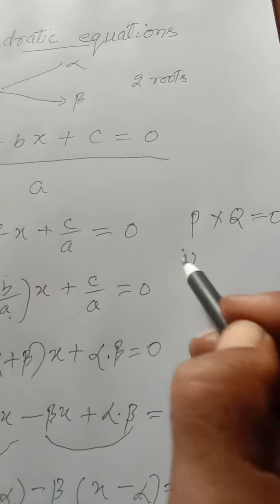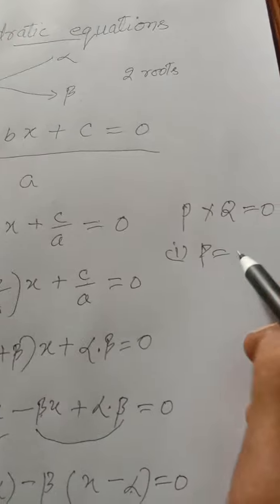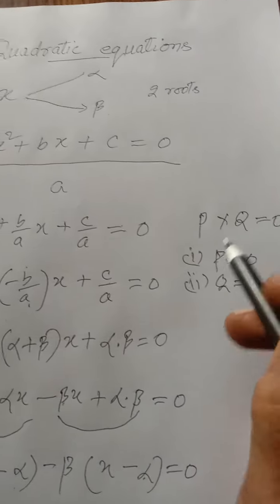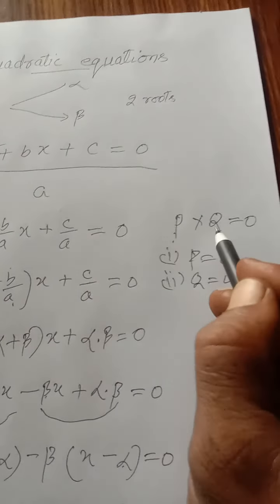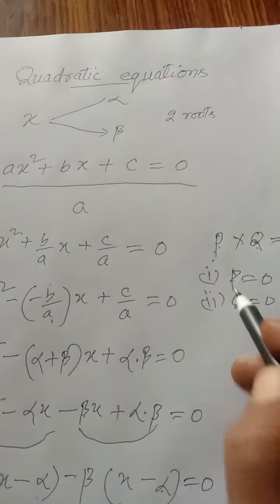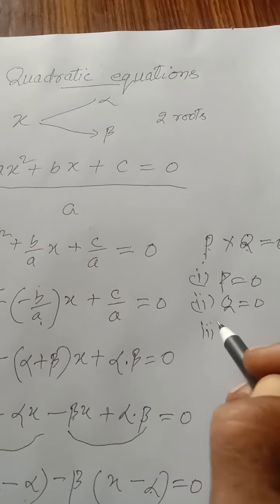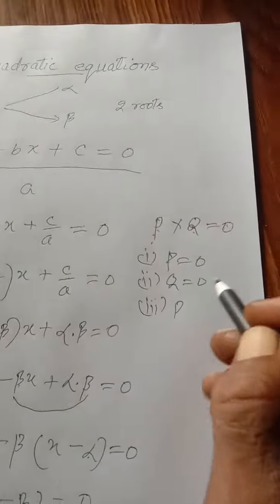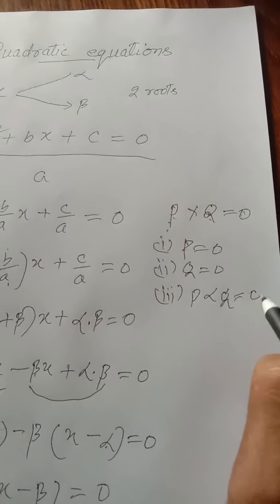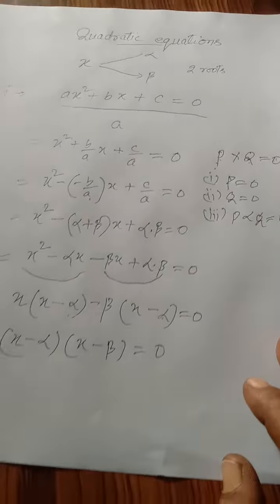And many times I have told you, if p into q is equal to 0, it implies that the first condition may be either p is equal to 0, or the second condition may be q is equal to 0. If p is equal to 0, then 0 into q equal to 0, or if q is equal to 0, then p into 0 equal to 0, or maybe both p and q may be 0, right?